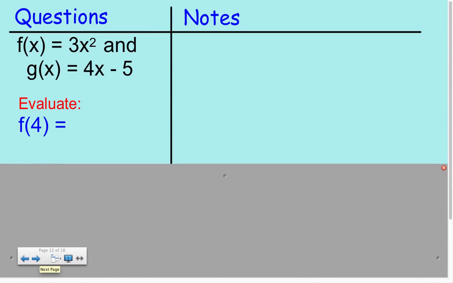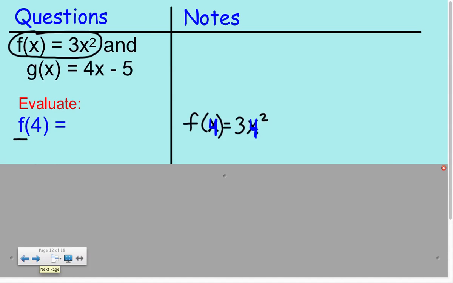All right, so we're going to evaluate f of 4. So the first thing I want to look at is that this is an f. Since it's an f, that means we're going to use the top equation here. F of x equals 3x squared. Now, since it's f of 4, that means we're replacing the x with a 4. So we could put the 4 in here and a 4 in here.